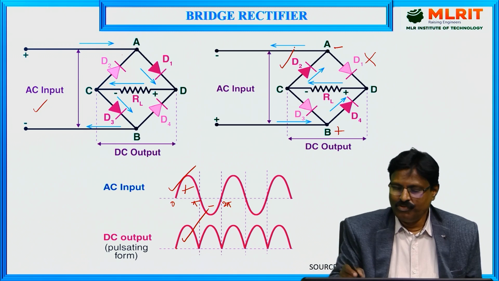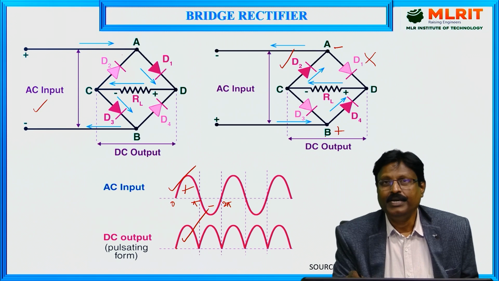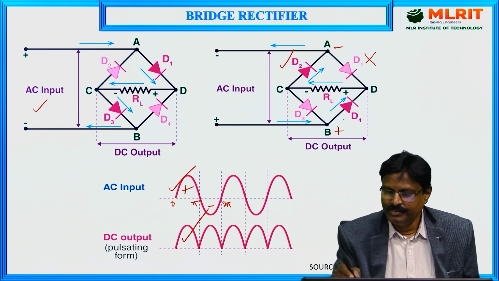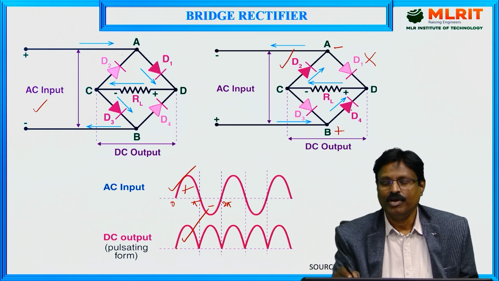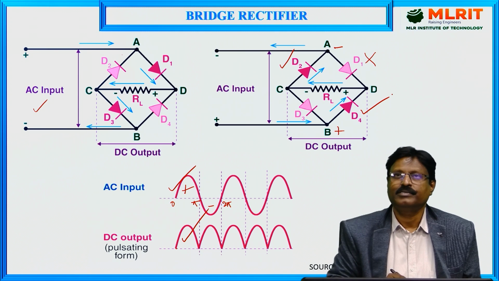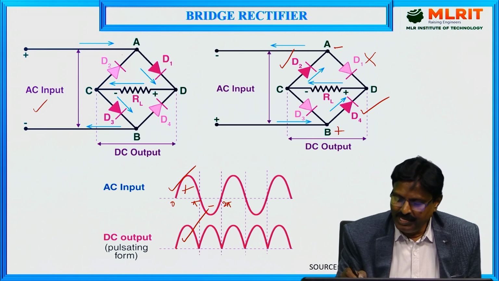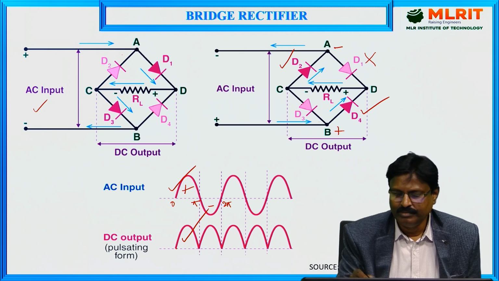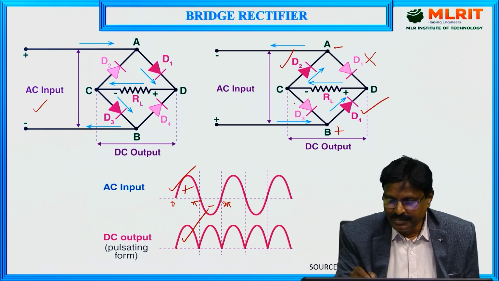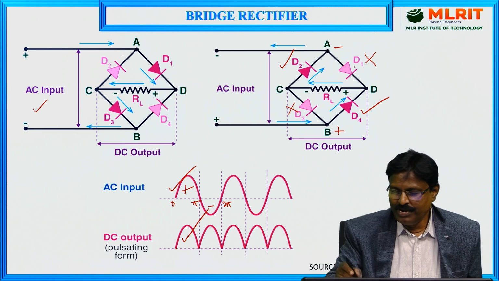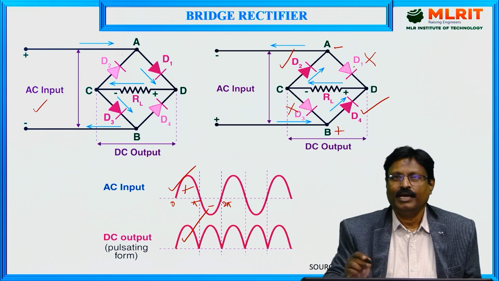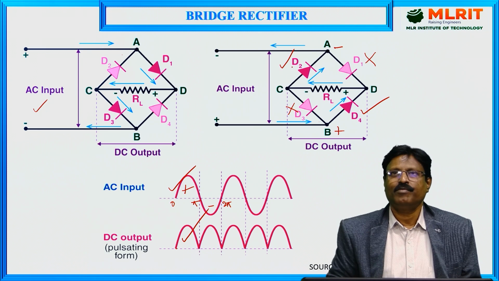Okay, so what about the B terminal? B is more positive. So B is at higher potential, that is connected to the anode of D4. That means this must be forward bias. And what about D3? So B is at higher potential, that is connected to cathode of diode D3. That means this must be reverse bias. Okay. So D1 and D3 are reverse bias and D2 and D4 are forward bias.